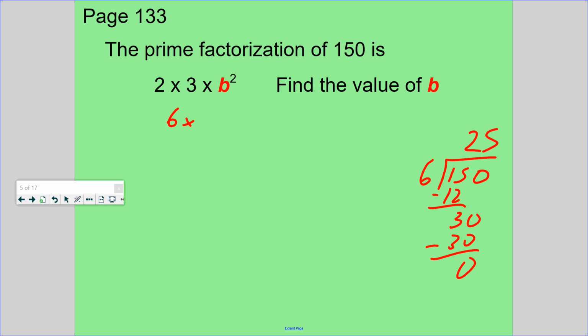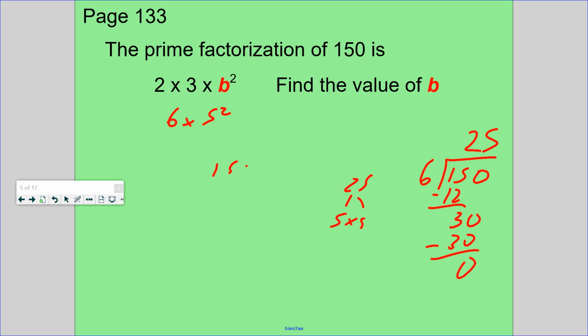something to the power of 2 equals 25. Do you know how to break down 25 into two prime numbers? What about 5 times 5? Oh, so b is 5 squared.